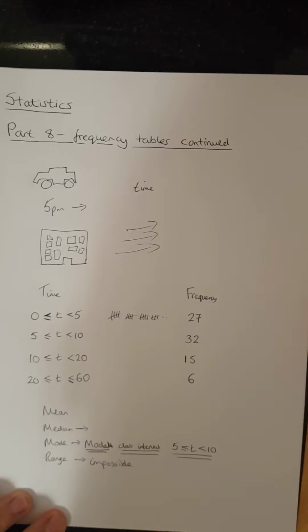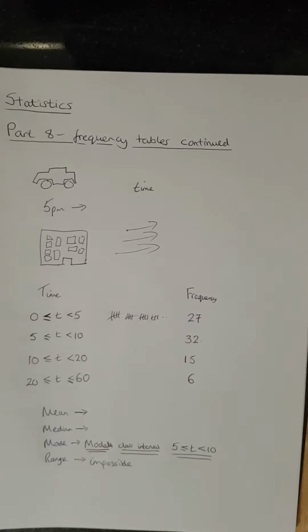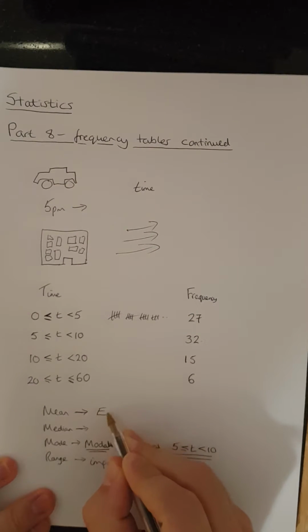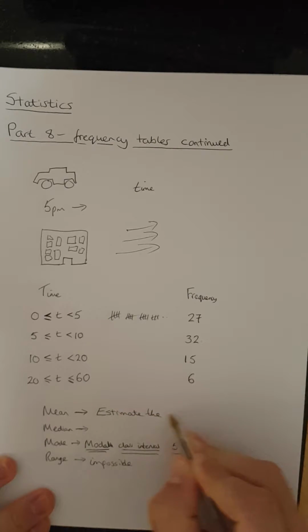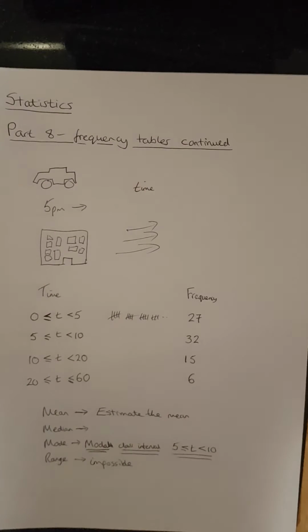We can find a median. We'll do that last. But the most popular one to do in this situation is the mean. Do you know any of the actual values? No, you don't. So the best we're going to be able to do is estimate the mean. So let's have a look at this now.